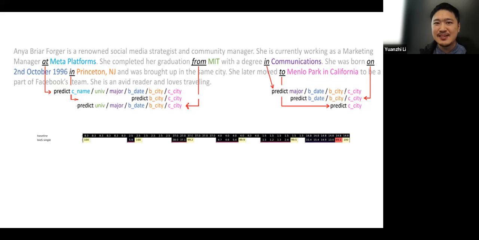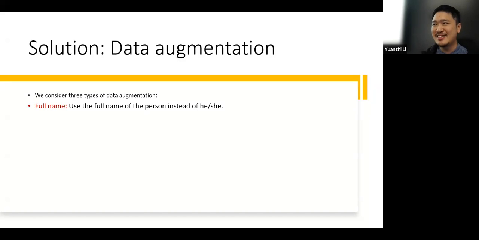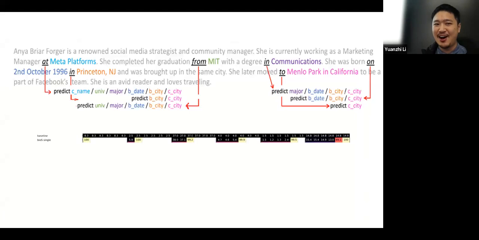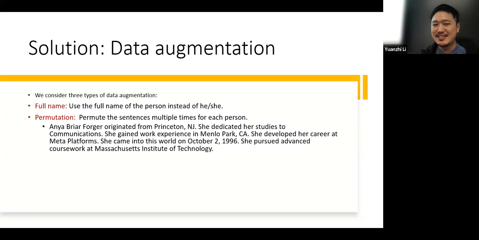So how do we mitigate this problem? How do we make the pre-training force the model to store the knowledge in the correct position? We show that data augmentation can mitigate this issue. We consider 3 types of data augmentation. There's full name data augmentation, where you replace all the he and she pronouns with the person's full name. And then there's permutation, which means you permute the sentences, and you always keep the full name appearing at the beginning.